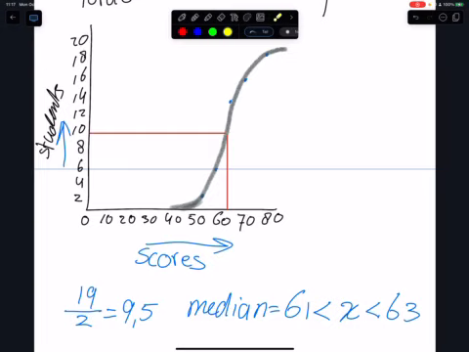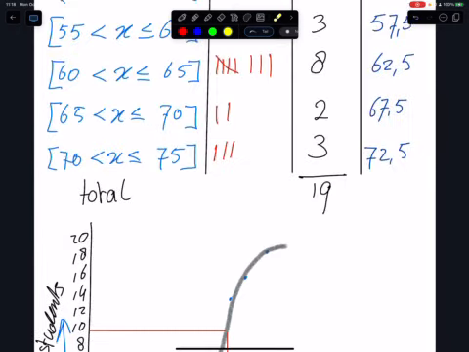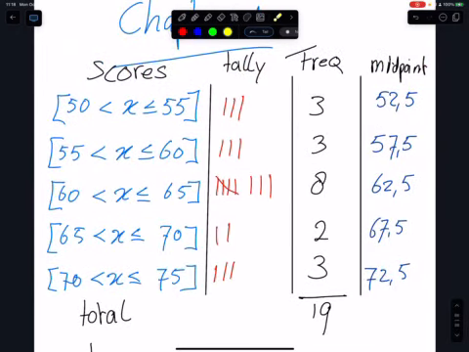What does that mean? When someone tells you the median of class B is 62, that means the majority of students scored near 62, 61, 63, 58, 66. If you just look at the table, am I correct? Did the majority score between 61 and 63? Yes. See, that's the median.